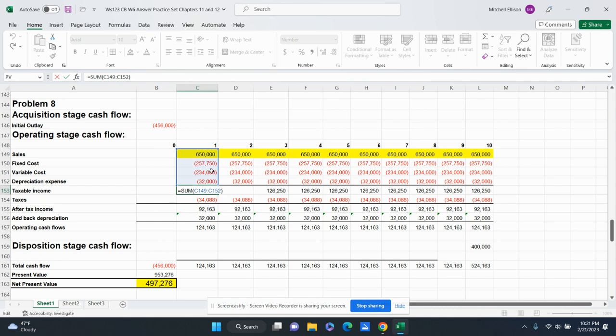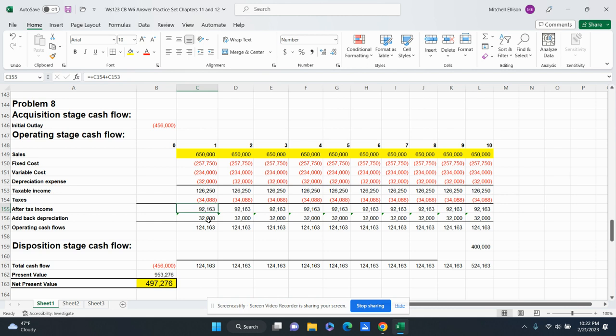You then are going to sum those. That gives you a taxable income of 126,250. Your taxes are 27% of that amount, so minus 27% times that number gives you an outflow of $34,088 for taxes. This gives you an after-tax income of $92,163. You're going to add back the depreciation because, again, that was in the initial outlay costs. The depreciation is merely a recovery of a prior cost through taxes.